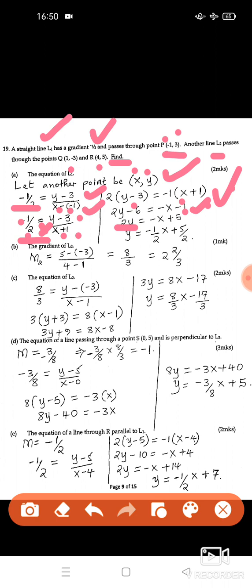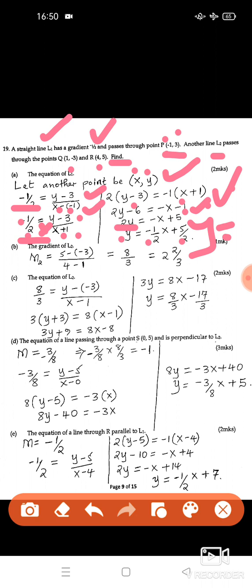Then to have the expression in the form y equals mx plus c, we will have to divide by 2 through, and the equation becomes y equals negative a half x plus 5 out of 2.